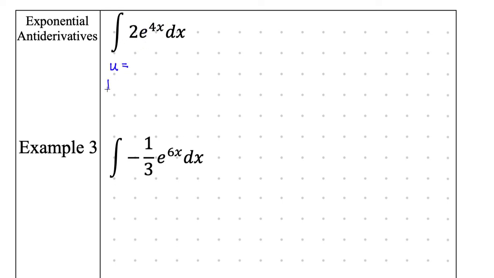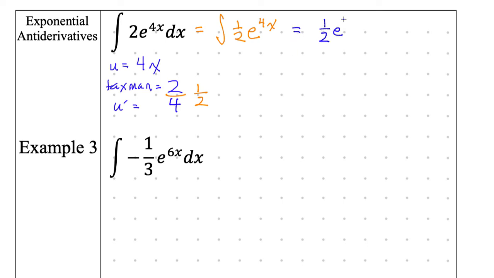So we need a u, a taxman, and a u prime. Our u in this case is 4x. Our taxman, he's knocking at the front door, there he is, 1/2, and u prime is 4. So I'm going to pay taxman 1/2. Rewriting, this is now the integral of 1/2 e to the 4x. E-house is nice because it is just e-house whenever you're going forwards or backwards. So the antiderivative is just 1/2 e to the 4x.